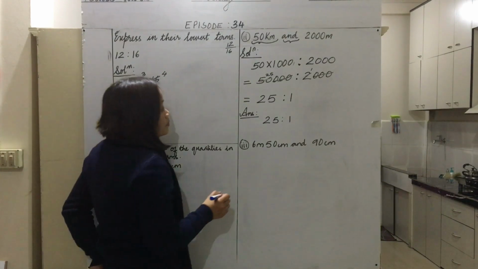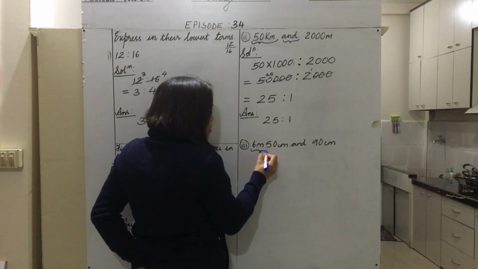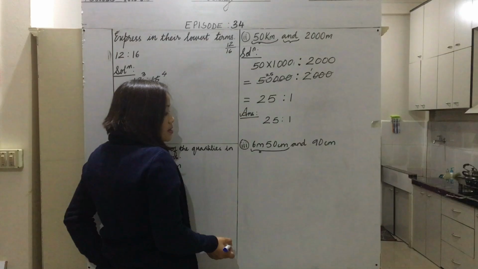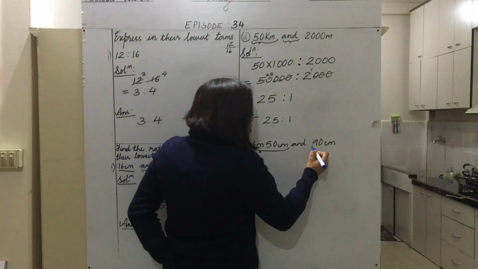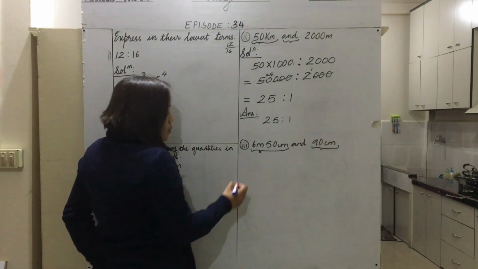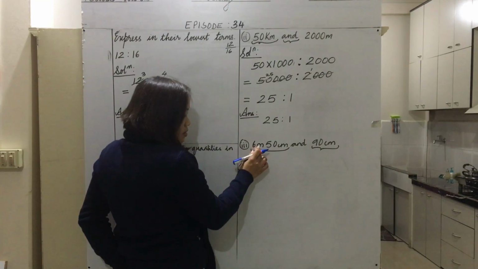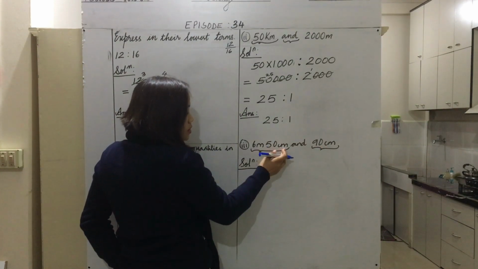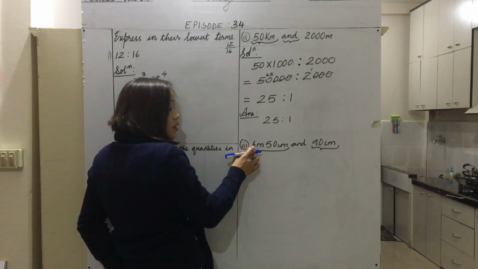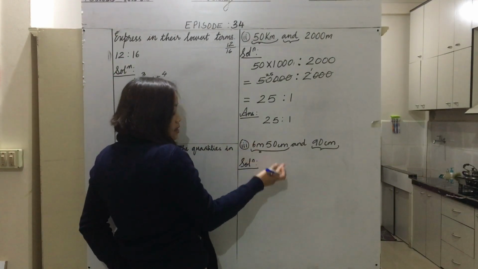Then next we have 6 meters 50 centimeters. This represents one quantity, right? 6 meters and 50 centimeters is representing one quantity, and this is another quantity. And when we have this, we have different units again. Which is smaller, meter or centimeter? So centimeter is smaller. That means the bigger units will be converted into the smaller units. So 6 meters will be converted into centimeters.